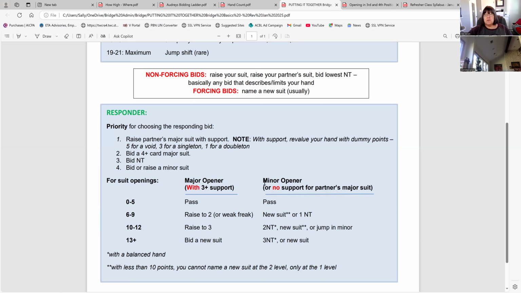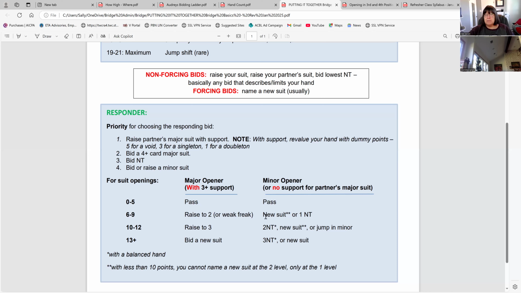But let's look over here at our other category of the minor opener, or where partner bid a major suit and you didn't have support for it. 0 to 5, you still pass. And under this category, you have not revalued your hand. You don't have shortness points to look at because you didn't have a fit for your partner. So you're still looking at length points here.